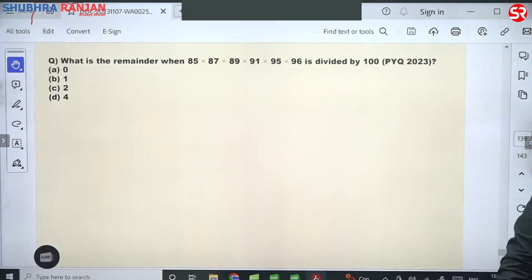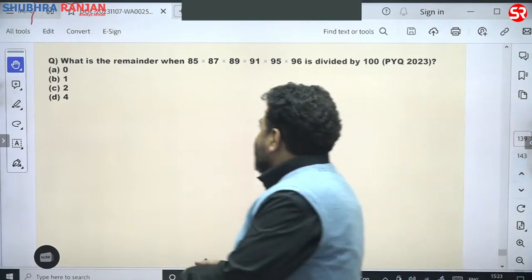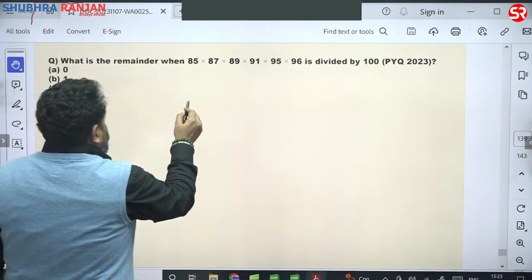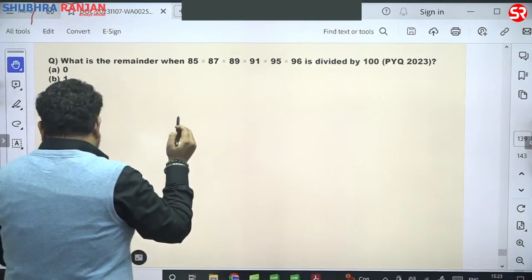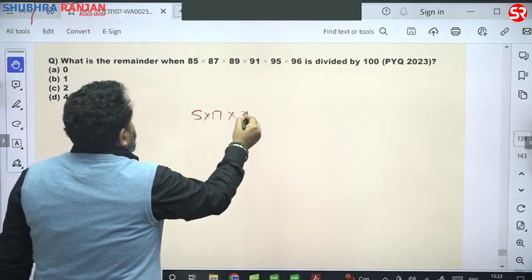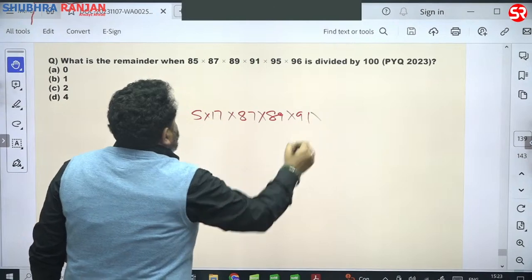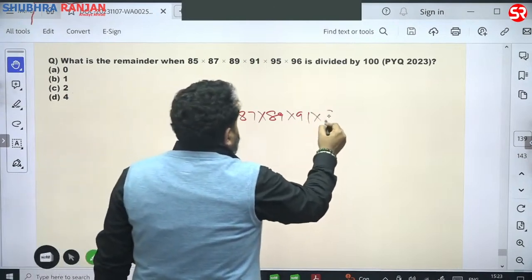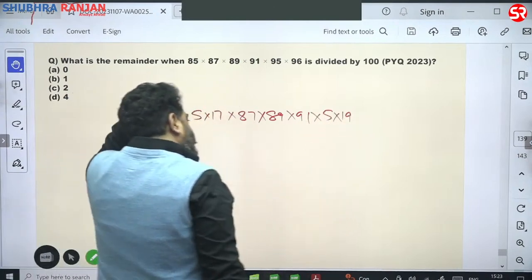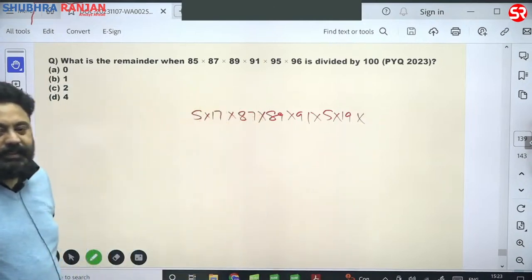Has it become a multiple of 100? Is it a multiple of 100? Right, you would get it. What is 85? 85 is 5 into 17. 87, let it be. 89, let it be. 91, let it be. And 95 is 5 into 19. And 96.